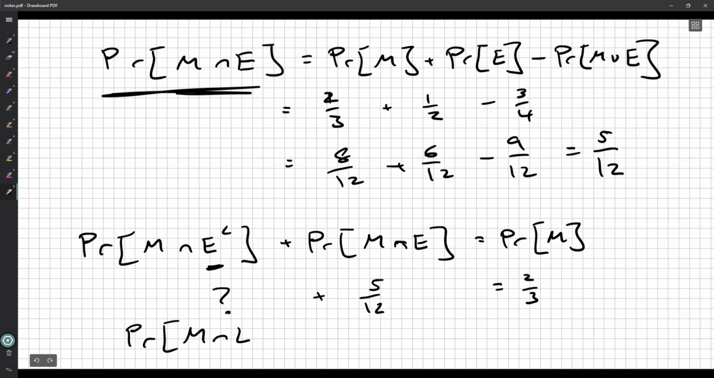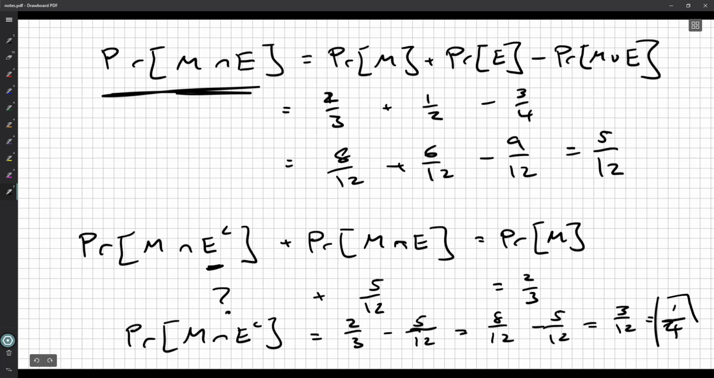So math, but definitely no economics. 2/3 minus 5/12. Again, you get a common denominator of something like 12, 3/12, or 1/4. So 1/4 of all people are taking math, but they are not taking economics.